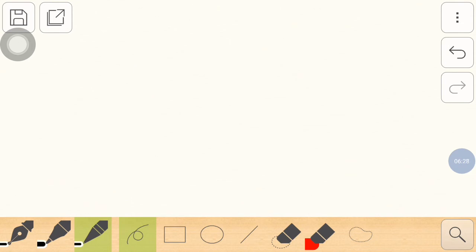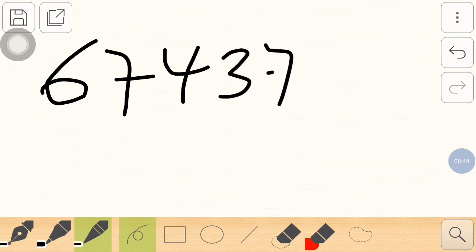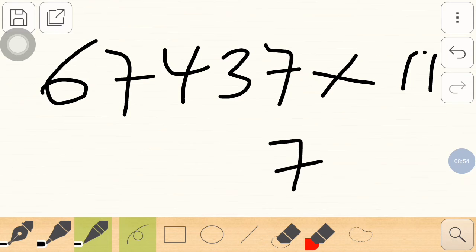Let's solve maybe one more. Let's go for a 5 digit number this time. 67437 multiplied by 11. So you know the drill. You first drop the last number. Now the next number is the summation of the pair, 3 and 7 giving us 10. So we've got 0 carry 1.